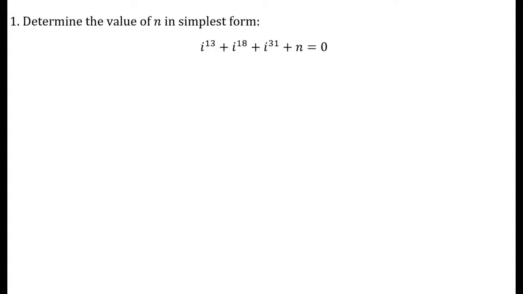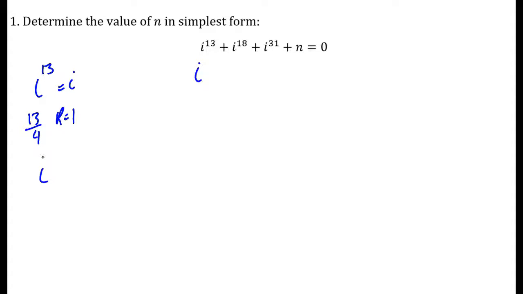When we deal with large powers of i, we need to remember the cyclic nature of i and how it repeats every 4. It has a cycle of 4. So for i to the 13th, how many times do I go around the circle? If I divide 13 by 4, I have a remainder of 1. So that means it's i to the first, which is equal to i. I to the 13th is i.